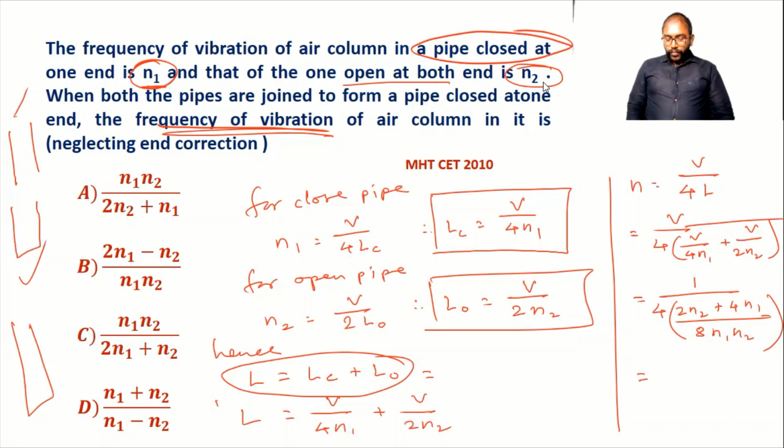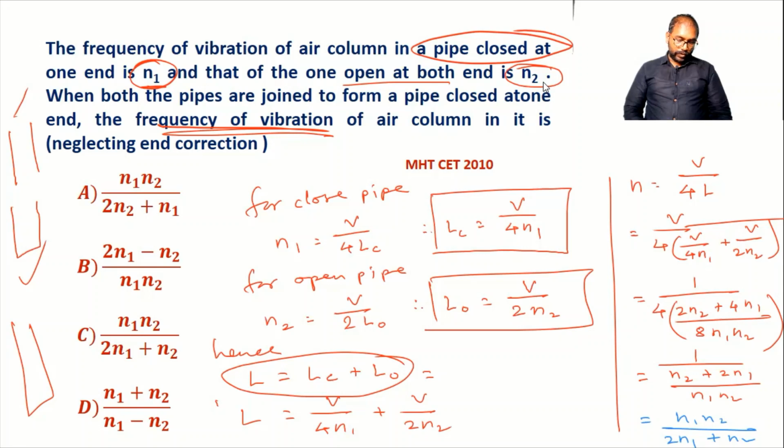Now here we can take 2 common and the 8 and 8 get cancelled. So we get 1 upon this N2 plus 2N1 divided by N1 N2. So writing the final equation by using that: N1 N2 divided by 2N1 plus N2. And if you observe all the options, then 2N1 plus N2, here this C option is the correct option.